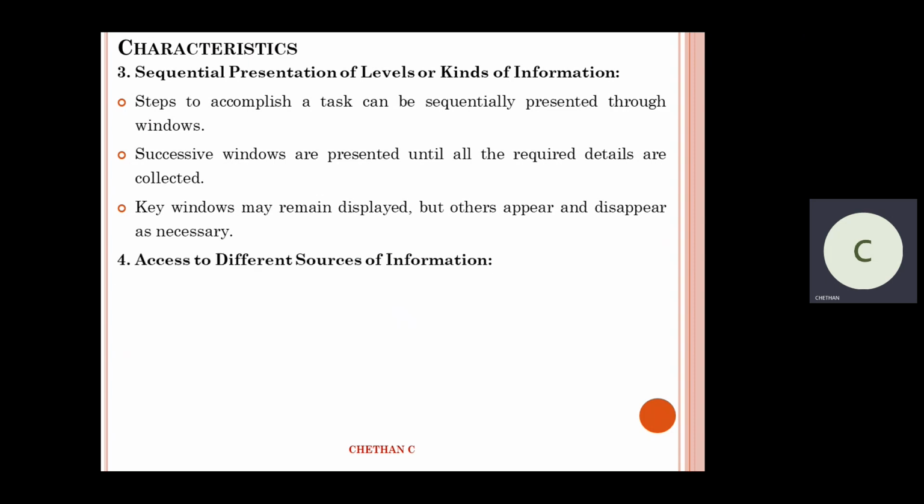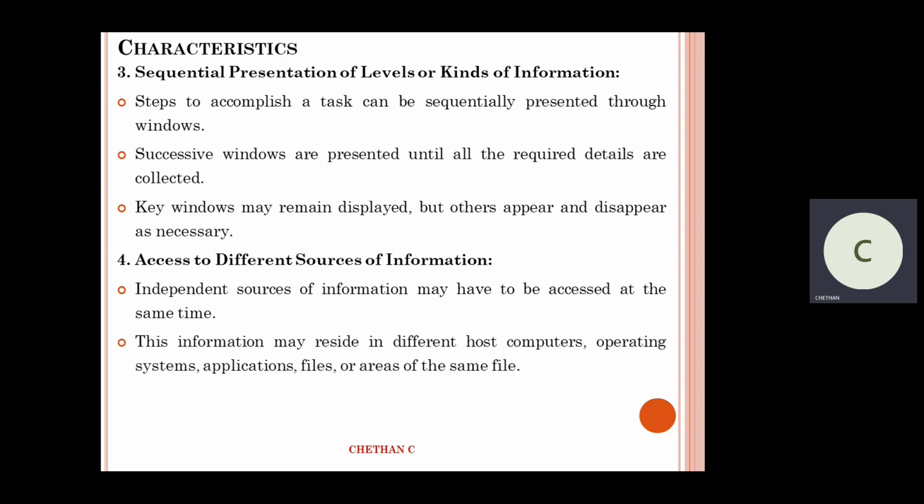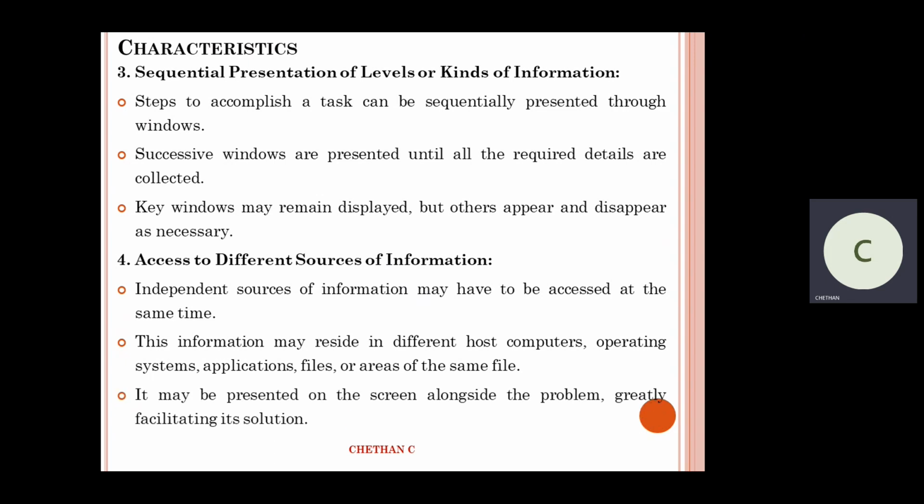Okay, next, access to different sources of information. You can get a lot of data from different places using the Windows user interface. Independent sources of information may be accessed at the same time. The information may reside in different host computers, different operating systems, different application files, or areas of the same file; you could always get that. It may be presented on the screen alongside the problem, along with the facilitating solution for it.